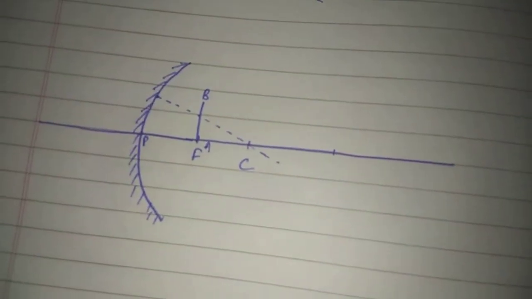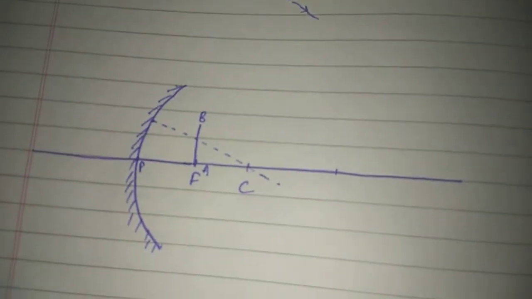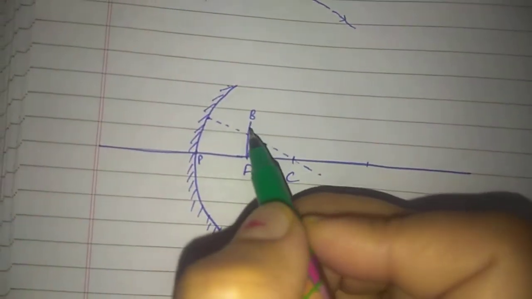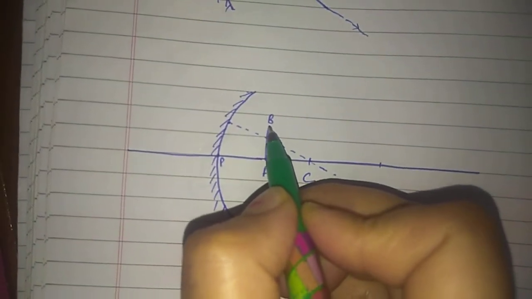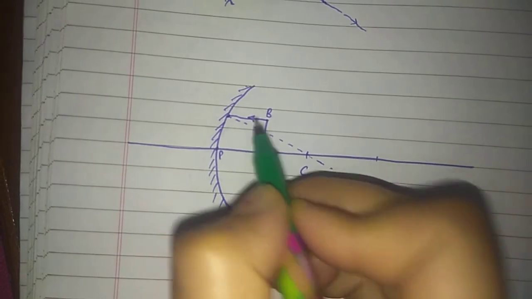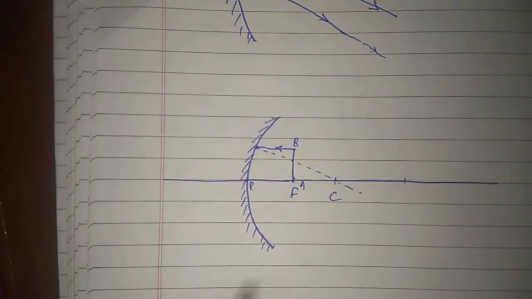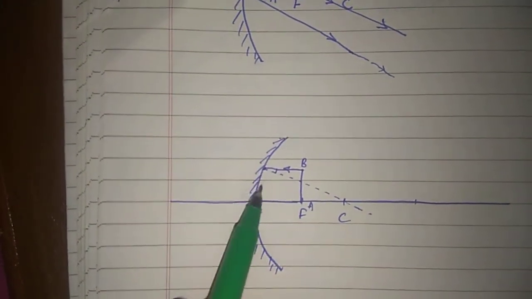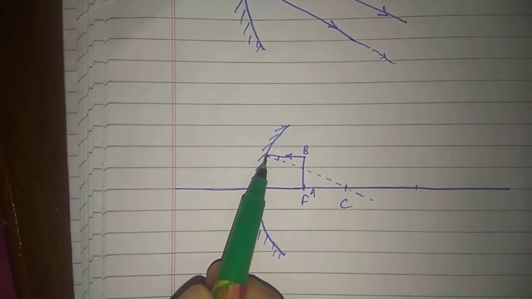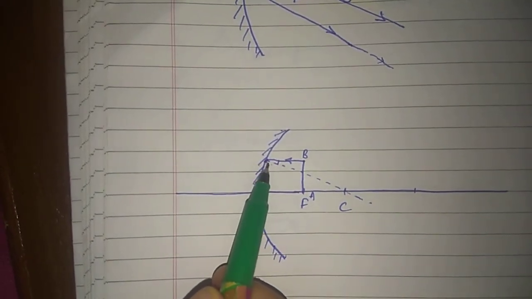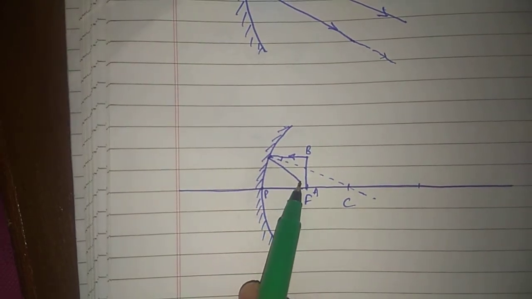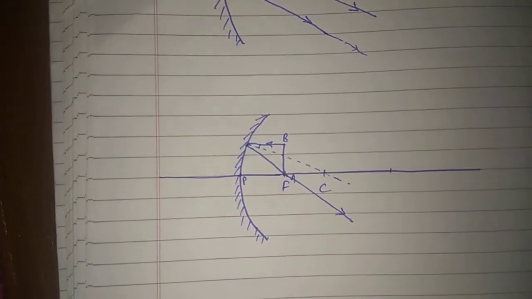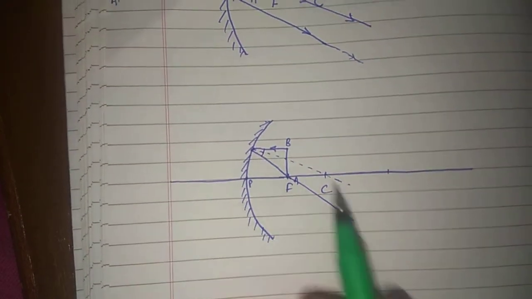You can see here the object AB is lying at the focus, and I have drawn the normal for the formation of the image. So let us take the first ray, which is parallel to the principal axis, and this is the angle of incidence. After making the same angle, let us see from where the ray is going to pass. Automatically it will pass through the focus. So both of these angles must be same.